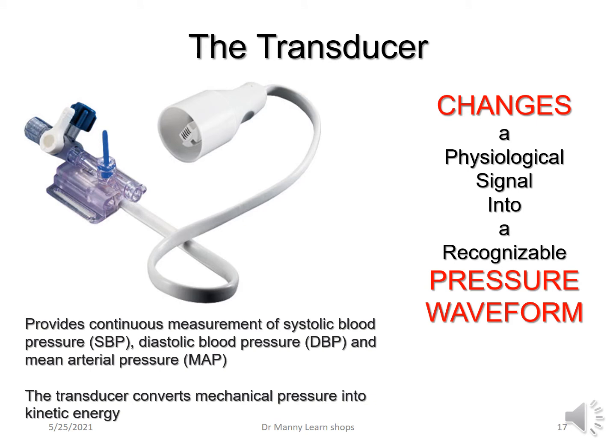Then you've got the transducer. Well, what's a transducer? A transducer essentially changes a physiological signal into a recognizable pressure waveform, which you've got to be able to recognize, which means you're competent. Therefore, it provides a continuous measurement of systolic blood pressure, diastolic blood pressure, and the mean arterial blood pressure. Essentially, without becoming too complex, it converts a mechanical pressure inside the artery into a kinetic energy that can be translated by the monitor, the machine, into a recognizable pressure waveform for you to interpret.